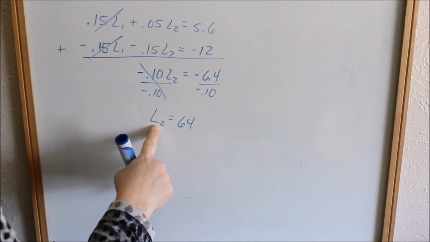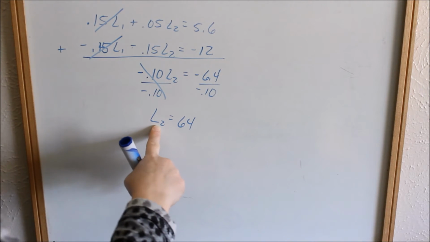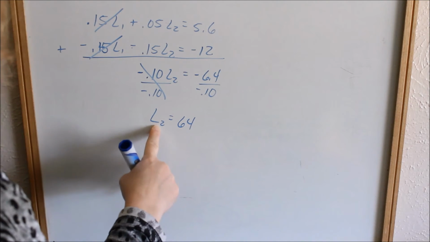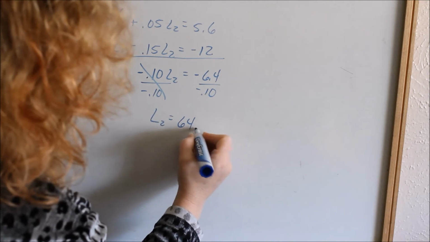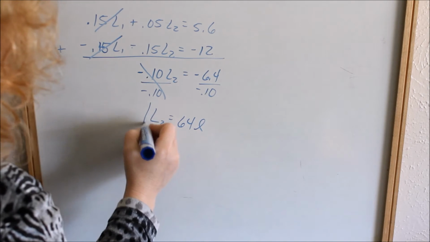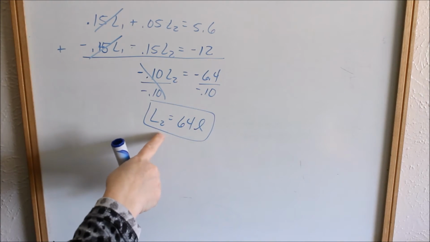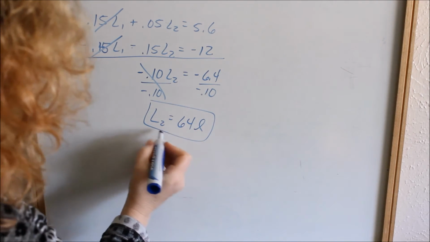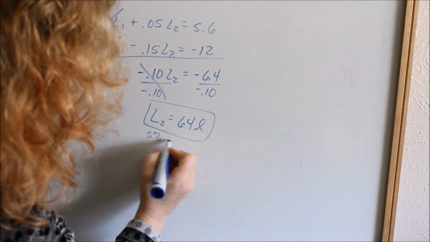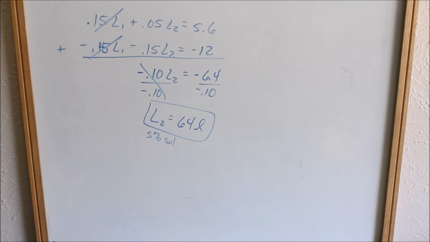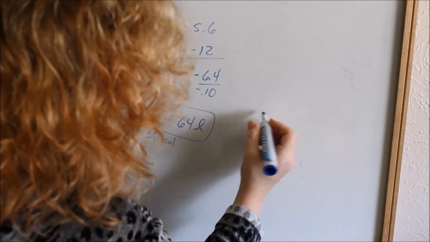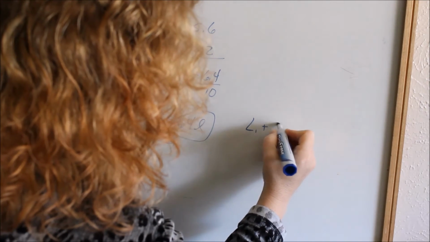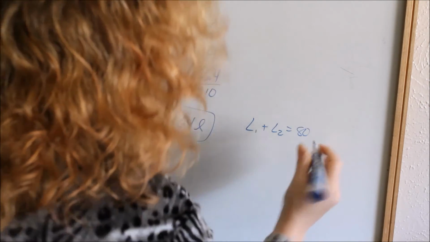Okay, the units are very important. So what is it that I was solving for? How many liters of this second solution did I need? Okay, I needed 64 liters. So from our picture, that was our 5% solution. Okay, so now I can go back and determine how many liters I need of the first solution. So remember, my equation was L1 plus L2 equals 80.